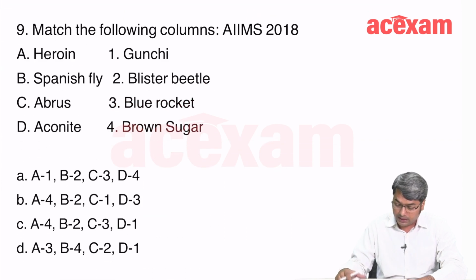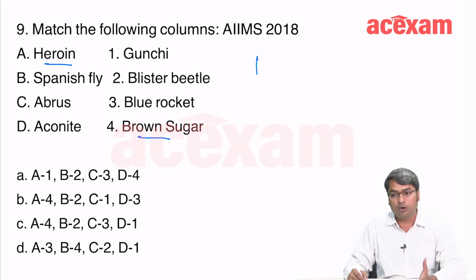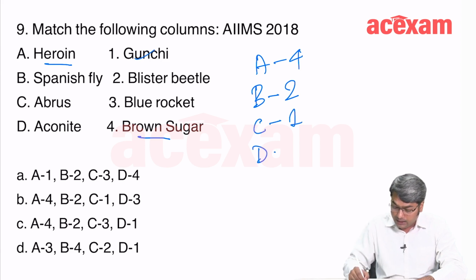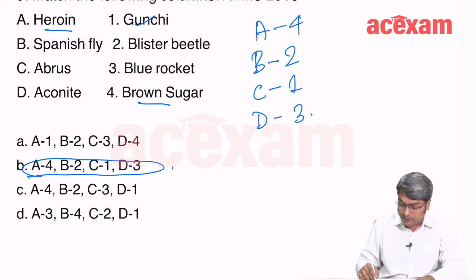Next, match the following columns. Again they have asked to match the following columns. Heroin is also known as brown sugar. So heroin, which is actually a semi-synthetic derivative of morphine, is also known as brown sugar. So A is 4. Then B, Spanish fly, it is also known as blister beetle and it produces cantharidin. And then C, abrus, abrus is commonly known as gunchi. And D, aconite is basically known as blue rocket also. Alright, so the correct order is A4, B2, C1 and D3. This is the correct sequence.